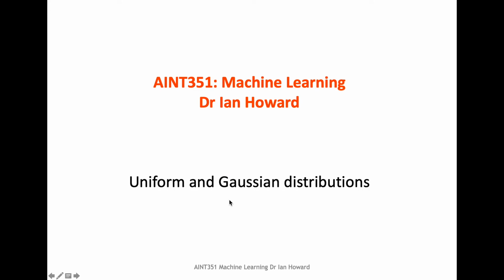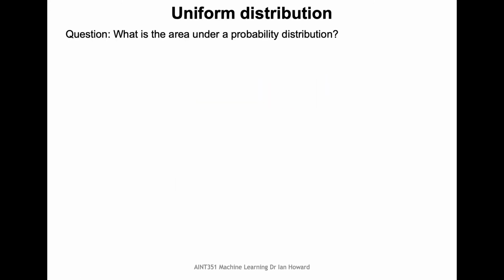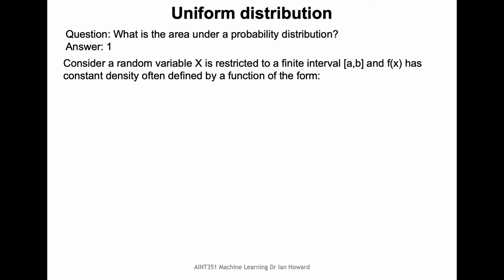So now I'm going to talk about uniform and Gaussian distributions. Before we start, let's just think about what the area under a probability distribution would be. So what would the overall area under a probability distribution be? You should know that if we integrate any probability distribution, the answer is always going to be 1, because out of all the things that can happen, they've all got to happen with probability 1.